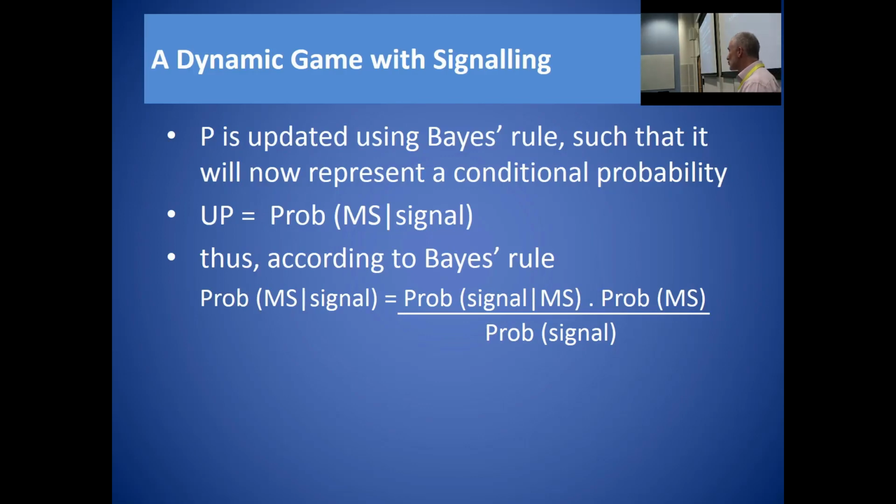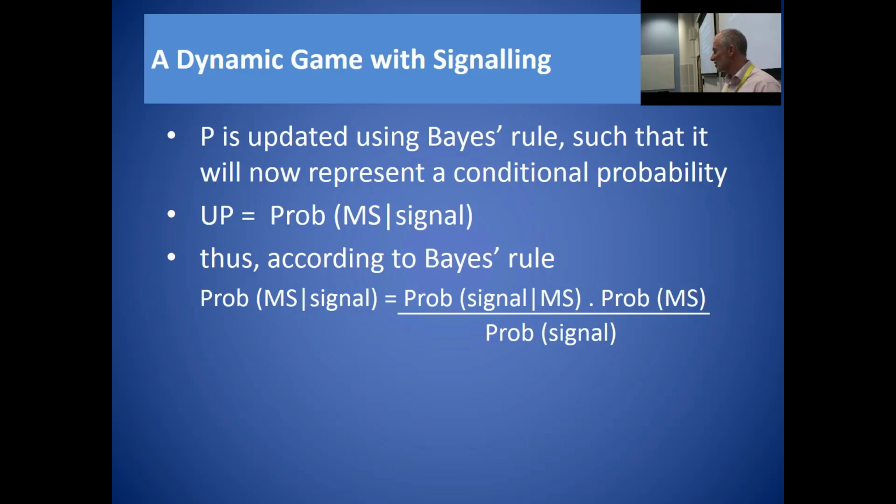Well, according to Bayes' rule, if you want to identify a conditional probability, you don't need to worry where this comes from. This is just Bayes' rule. So, the probability that the monopolist is strong, given that the signal has been received, is equal to the probability that the signal has been received, given that the monopolist is strong, multiplied by the probability that the monopolist is strong, and all of that divided by the probability that the signal is received. So that's just Bayes' rule.